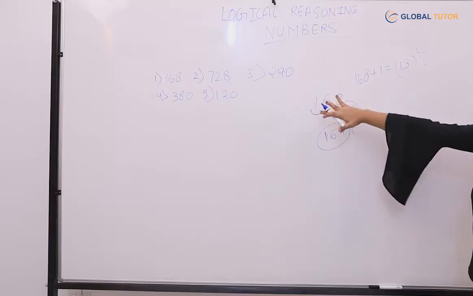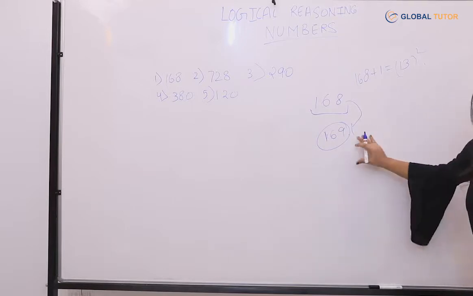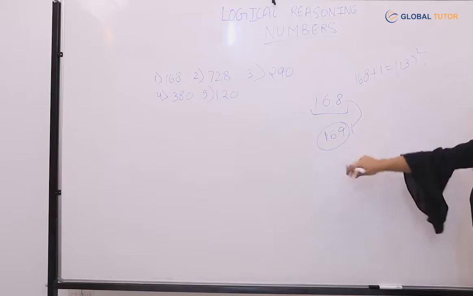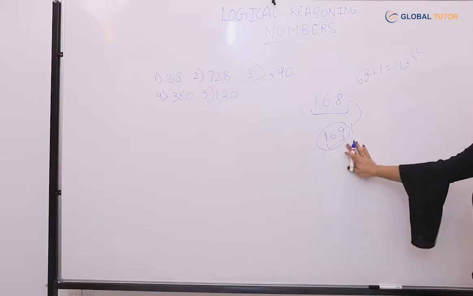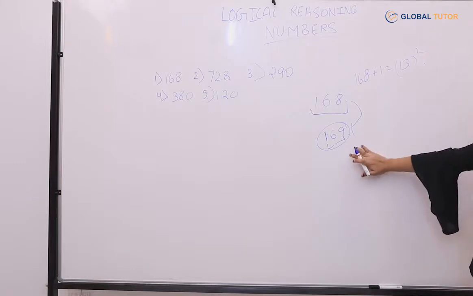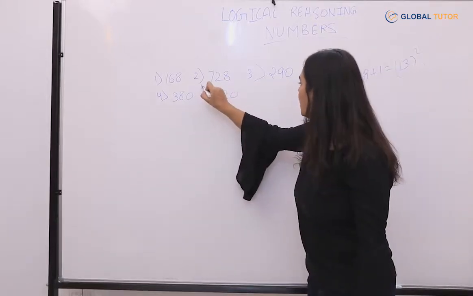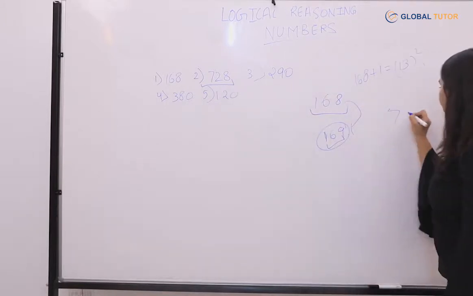Whenever you solve these problems, you need to identify these kinds of squares or cubes in all of these options. So because you know that 13 square is 169, it gets a little easier. Because I remember it, it was easy for me. This is what we are going to be talking about at the end of this episode also. Then there's 728.